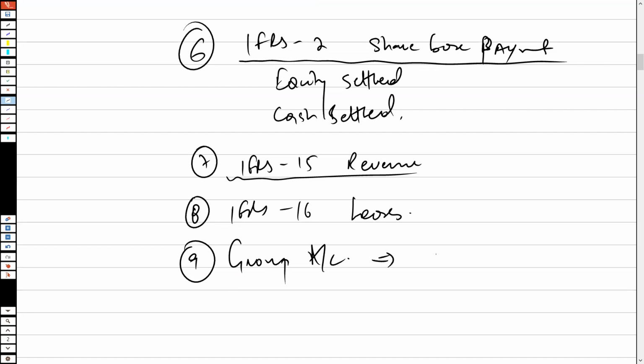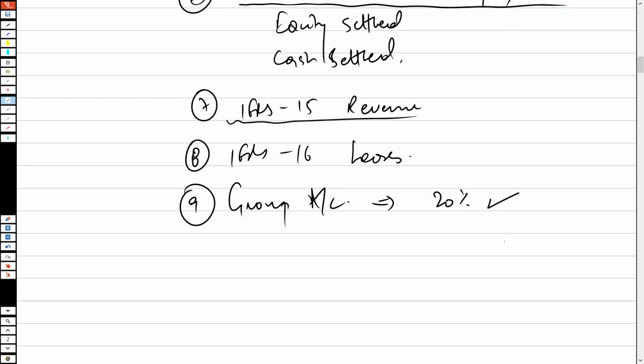Now, you all would know that group accounts is a 20% question, confirmed in every attempt. Question number one, which is tested every attempt and is of 30 marks, usually has 20 marks about the group accounts.